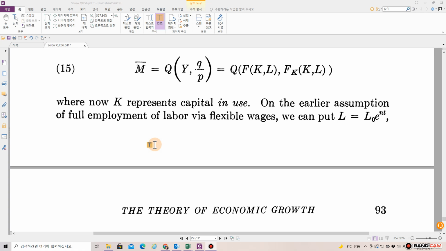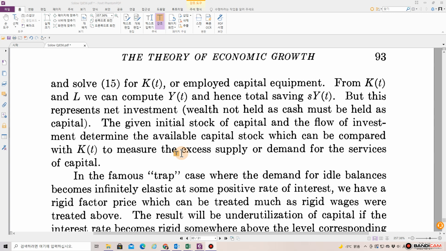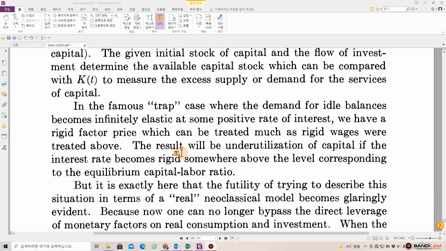On the earlier assumption of full employment of labor via flexible wages, we can put L equal to L sub 0 times e to the power of NT, and solve 15 for K of T, or employed capital equipment. From K of T and L, we can compute Y of T and hence total saving S times Y of T. But this represents net investment. Wealth not held as cash must be held as capital. The given initial stock of capital and the flow of investment determine the available capital stock, which can be compared with K of T to measure the excess supply or demand for the service of capital.